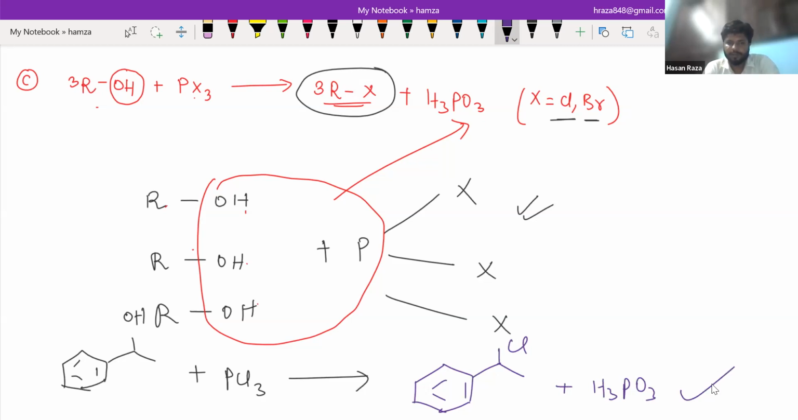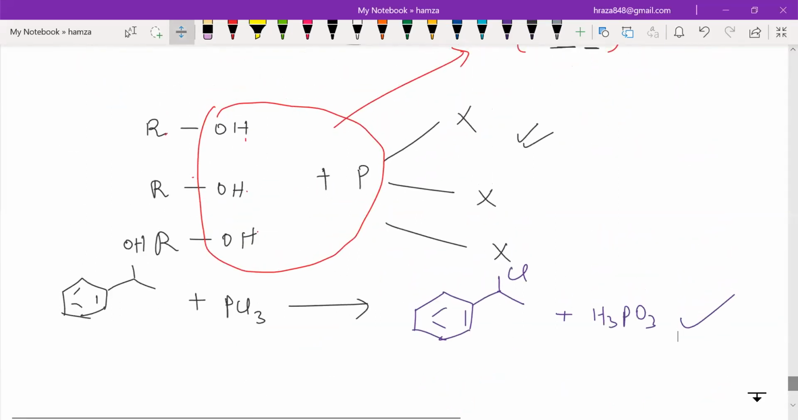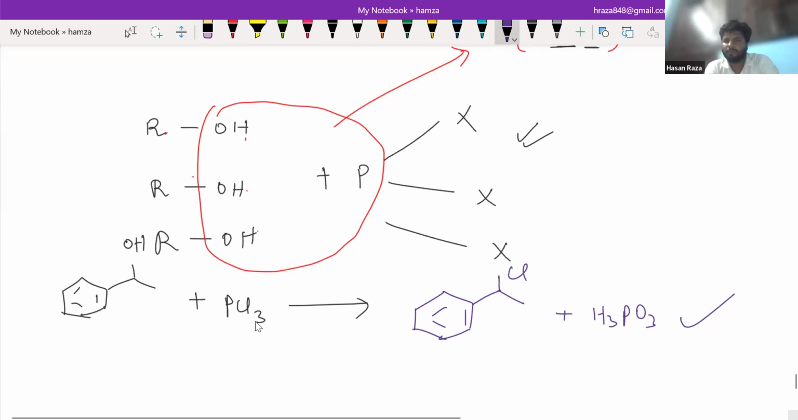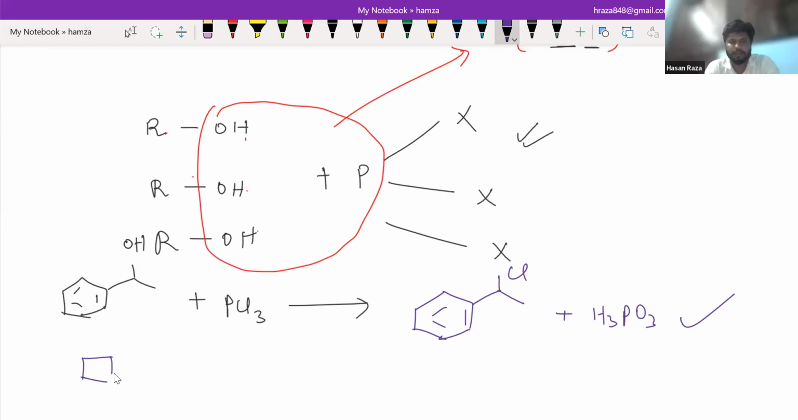Is this your answer, Hamza? No, sir. What was your answer? Sir, I couldn't find the answer. This is very easy. Just replace OH with halogen. So if I'm going to give you a question like this, just don't go on diagram like it is tough or like this.